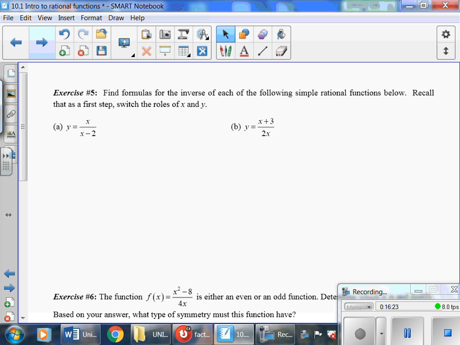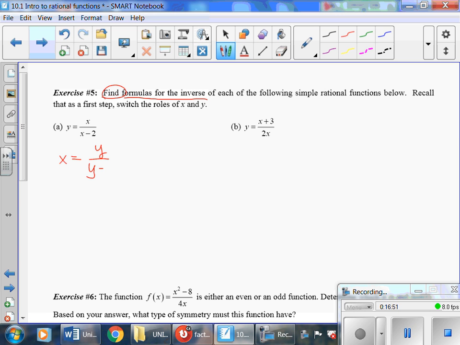So 5 says find formulas for the inverse of each of the following simple rational functions below. Now remember, they're not going to give you this information. You have to remember that you have to switch the x and the y and then solve for y. So in this case, we're going to solve this one for y. First thing we're going to do is switch them. x is equal to y over y minus 2.